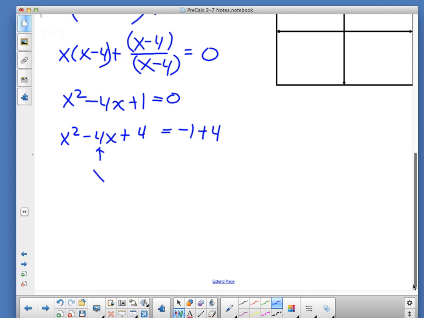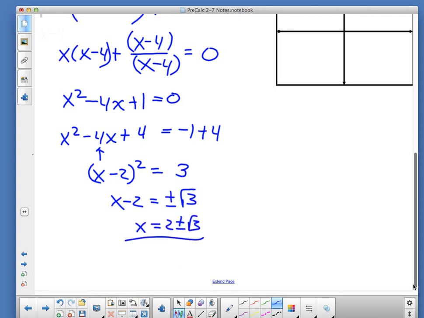So now I can factor, because it's a perfect square: x minus 2 squared is equal to 3. And I solve, so I've got x minus 2 is equal to plus or minus the square root of 3, and I have 2 plus or minus the square root of 3 as my possible solutions. So I've got x plus the square root of 3 and x minus the square root of 3.